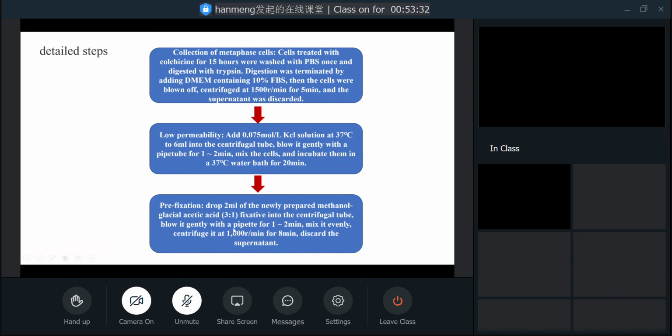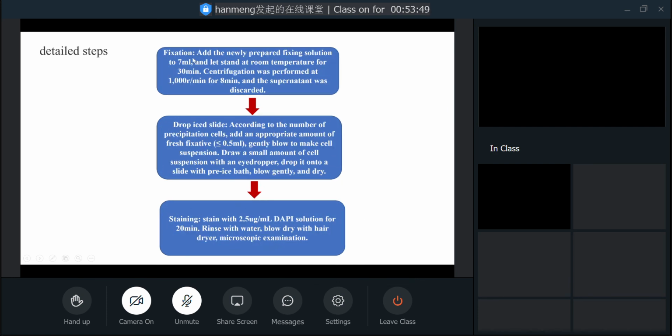Then blow it gently for about 1 minute. Then centrifuge at 1,000 rpm for 8 minutes. Discard the supernatant. Then we fix the chromosome again with the newly prepared fixative.